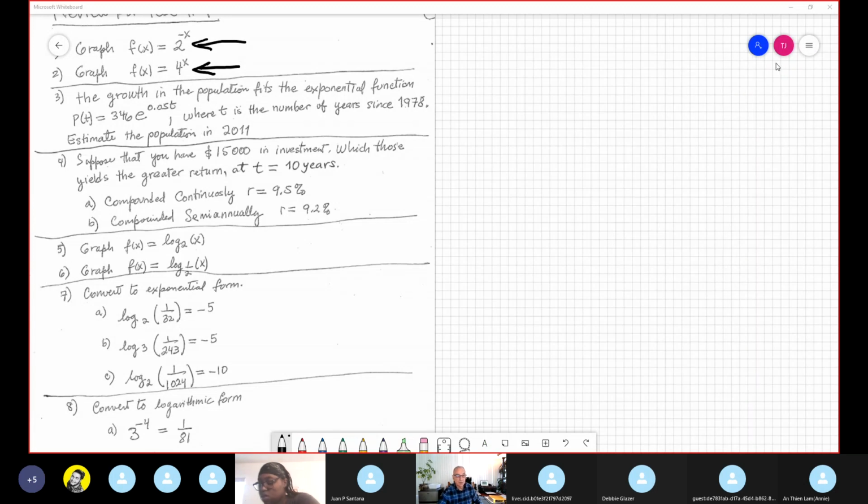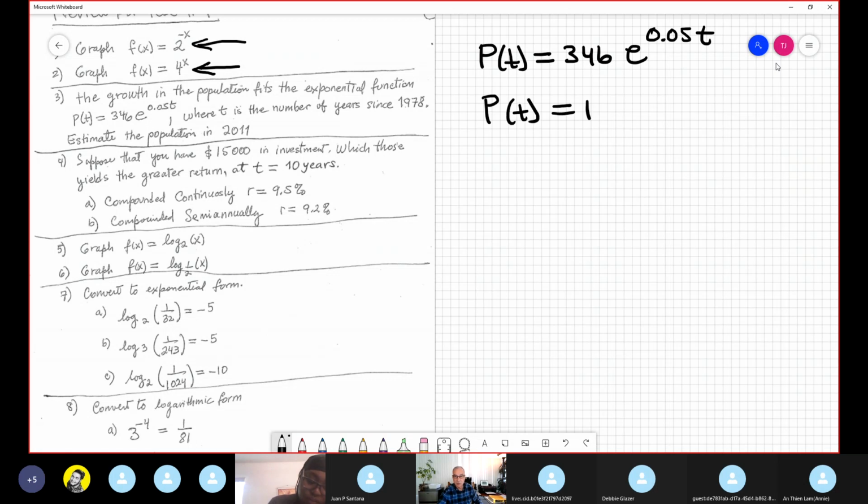Okay, look. Is the growth in the population fit by an exponential function? The formula is, I want to copy again, population at any time t is equal to 346, the initial population, times e to the 0.05t. So everything is given. Remember, the general formula is P null e to the kt. P null is 346 in our problem. K is given as 0.05, the parameter that indicates how fast the exponential increases. So it's a super easy problem. Where t is the number of years since 1978, estimate the population in 2011.